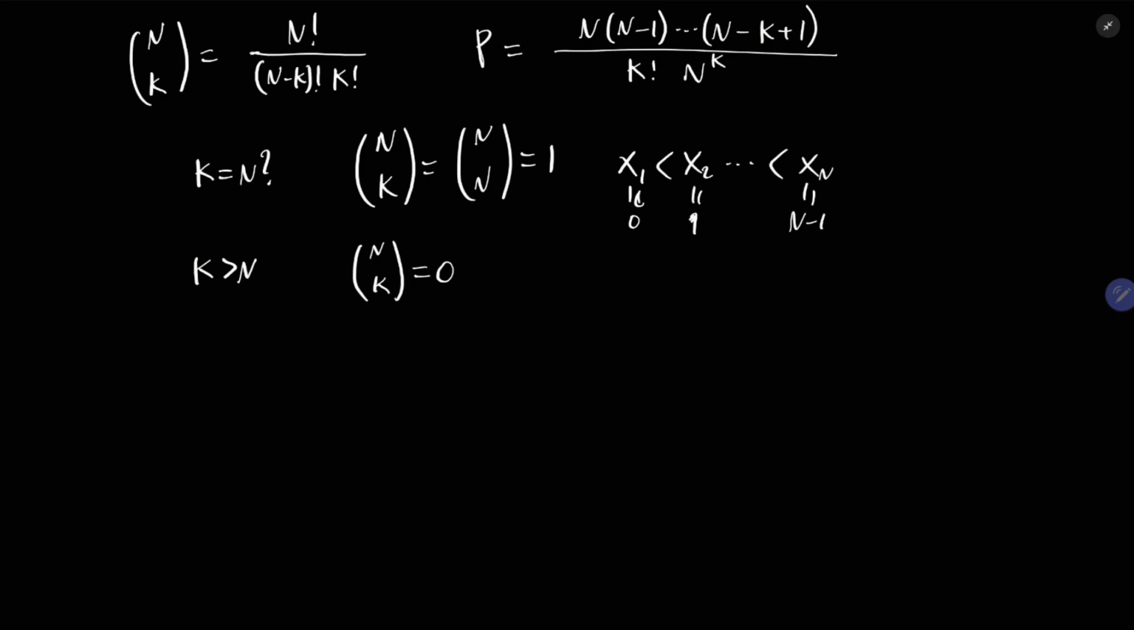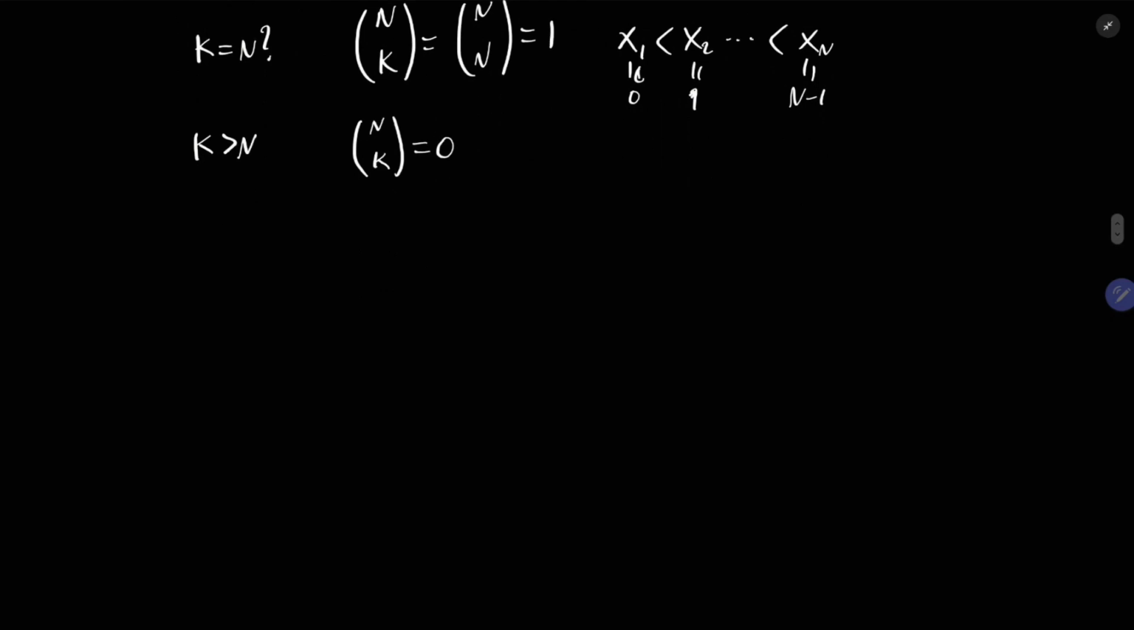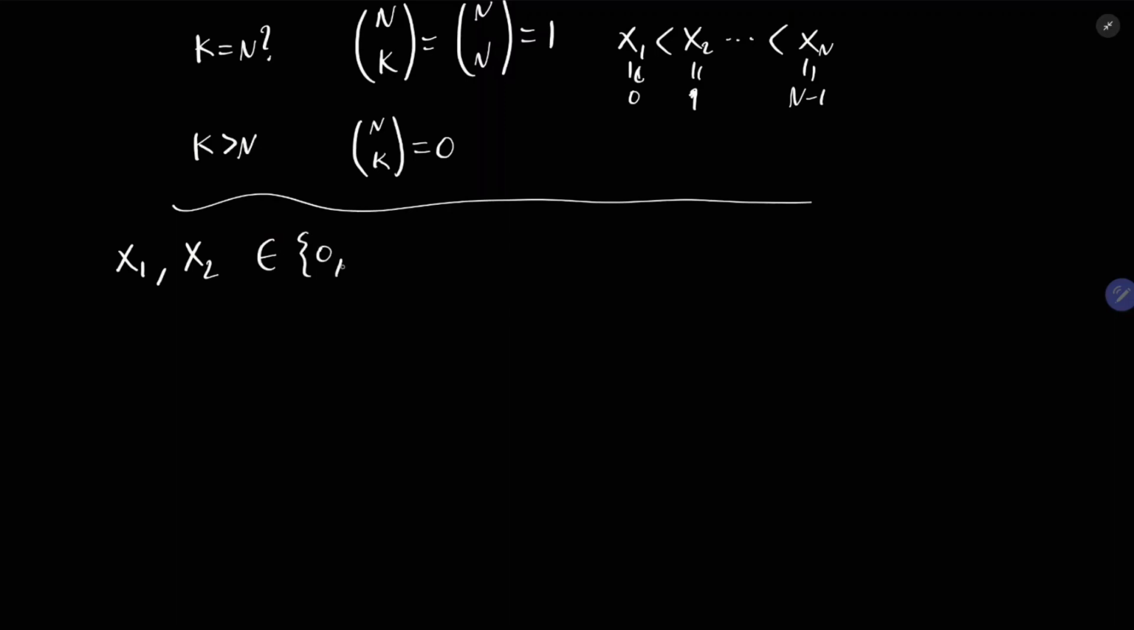So now what I would like to show is an alternative method that will come to the same result, but we are going to calculate things in a slightly different way. So let's assume that we have only two integers x1 and x2 that can take n different values, so from 0, 1, all the way to n minus 1.